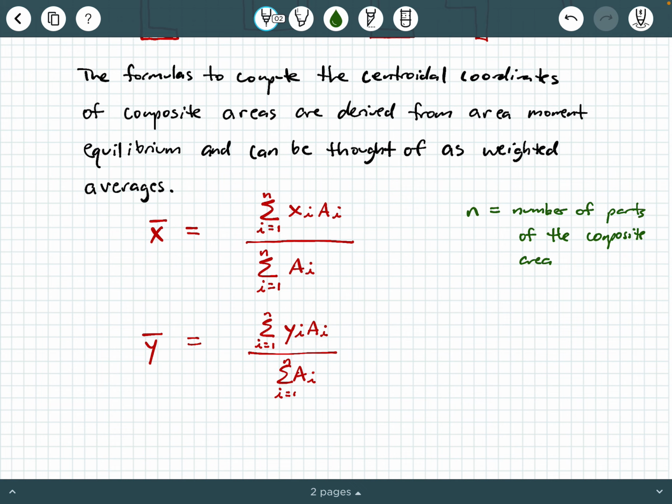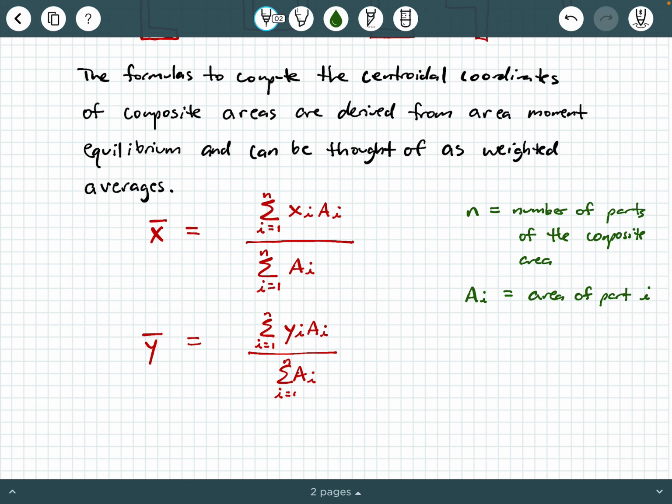That's the number of parts in the composite shape after you've broken your composite shape down into several simple shapes. Now, what about a sub i? Let's start with that one because a sub i is showing up multiple times in both of these formulas. a sub i is the area of part i. So when you're analyzing these composite shapes, you have to get the area of each of its individual simpler shapes. And so a sub i is the term that represents the area of each individual shape.